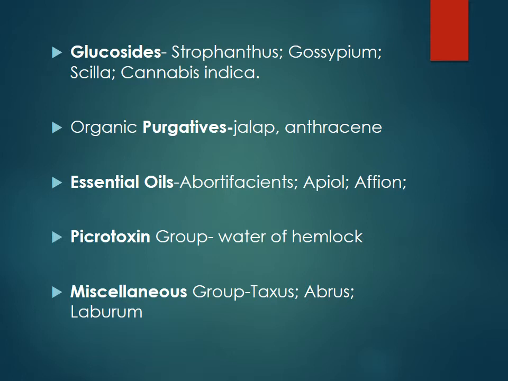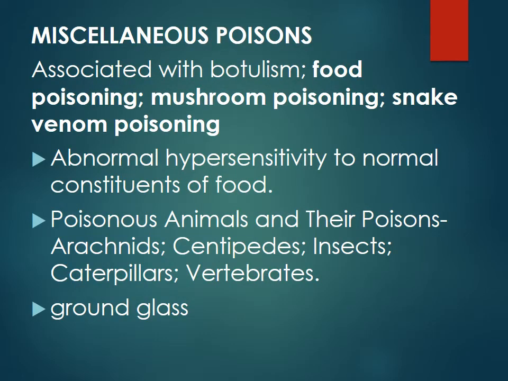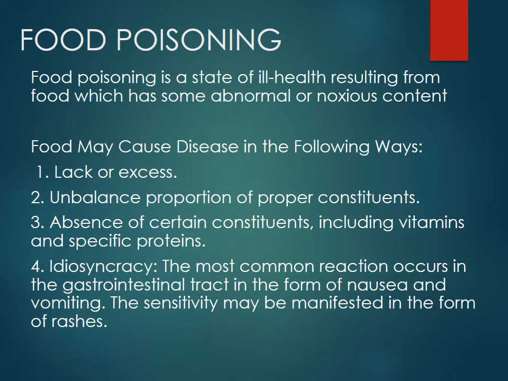Okay? So, some of these topics are discussed in your pharmacology class. For more information, please refer to the book. And for other important updates, I will give you points for research. Miscellaneous poisons associated with botulism, food poisoning, mushroom poisoning, snake venom poisoning, abnormal hypersensitivity to normal constituents of food, poisonous animals and their poisons like arachnids, centipedes, insects, caterpillars, vertebrates, and so on. And then ground glass.